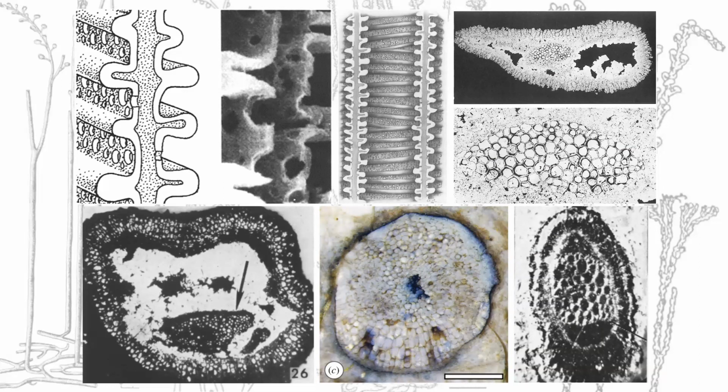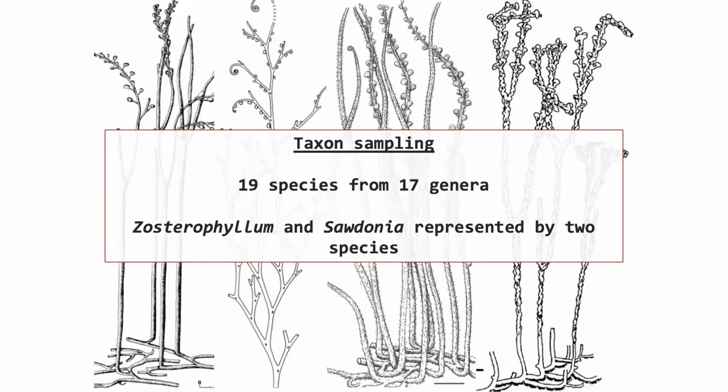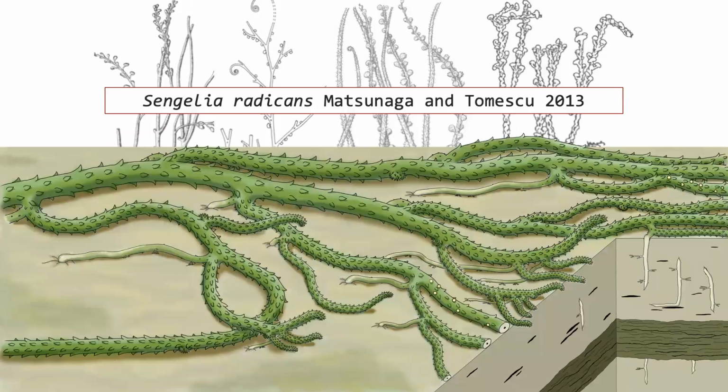And additionally, a higher number of zostrophills are now known anatomically due to recent work compared to the body of data that was available in previous studies. And so with this in mind, we sampled zostrophills focusing on those whose anatomy has been documented. And doing this, we ended up with 19 zostrophill species from 17 genera, where we have 2 different species of Zostrophyllum and Saudonia.